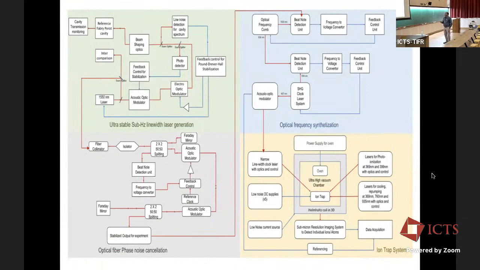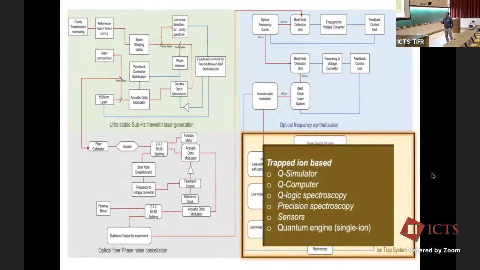Now, these developments are not necessarily only useful for clock, but they have many other applications. For example, like this trapped ion, this is a platform for quantum computer as well. This is a platform for quantum simulator, precision spectroscopy, sensing, quantum engine, and anything. Not that I am going to do everything. No, I am not going to do everything. But this technology, once it is developed in the country, somebody else can do it.